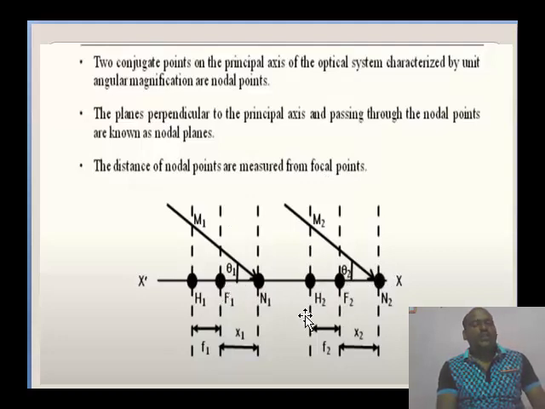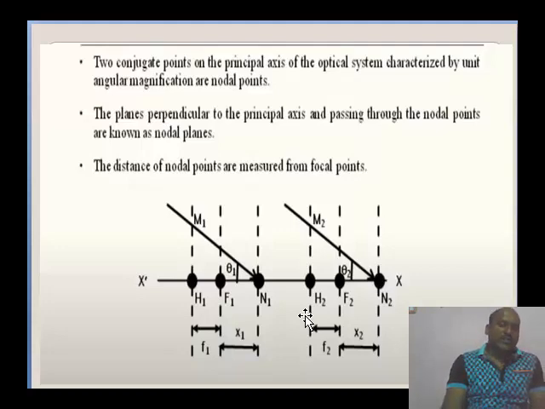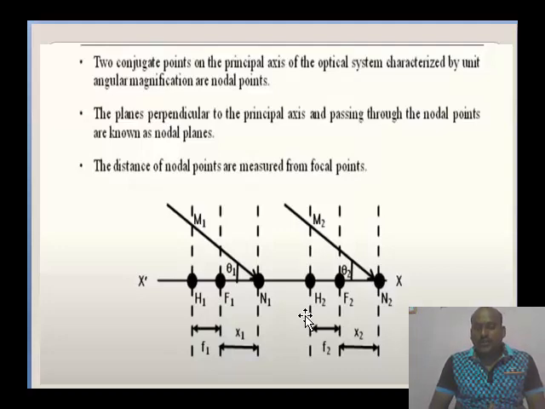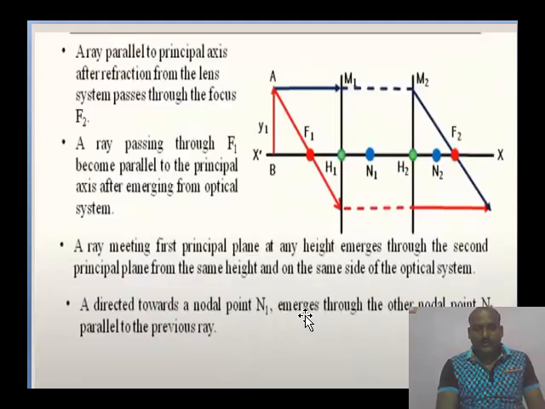So these are all the cardinal points. Totally there are 3 pairs: the pair of focal points, the pair of principal points, and the pair of nodal points. We can take it as two focal points, two principal points, and two nodal points. These 6 points we call the cardinal points.